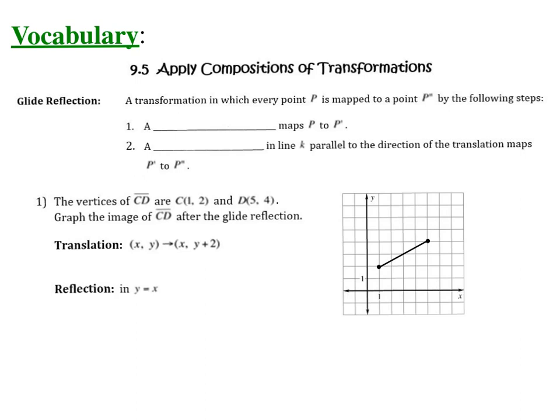First term we come across is a glide reflection. So this is a transformation that's going to include a translation, which is going to map P to P prime, followed by a reflection, which is going to map P prime to P double prime. Now, the special thing about the reflection is that the line of reflection is going to be parallel to the direction of the translation.